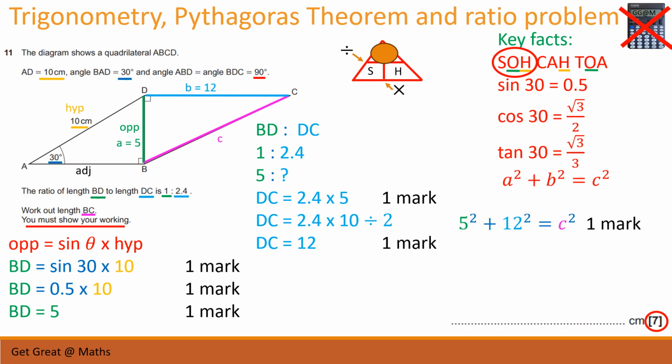So I'm going to put these values into the formula. So instead of writing a squared, I'm going to write 5 squared. Instead of writing b squared, I'm going to write 12 squared. And c squared is just c squared. Now 5 squared is 25. 12 squared is 144, because 5 times 5 is 25 and 12 times 12 is 144. Remember, this is on a non-calculator paper. I add these two numbers together to give me 169, and you'll be expected to know that the square root of 169 is equivalent to 13 for the last mark.